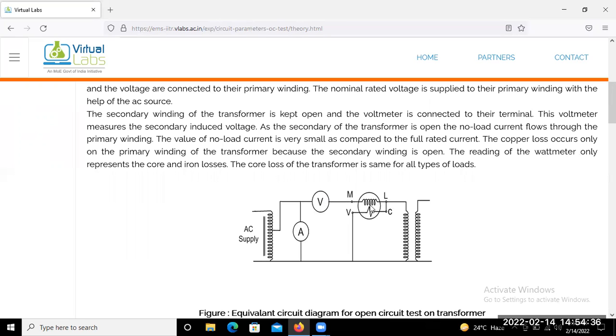And the next one is our wattmeter. That means for measurement of power during the no load test. So you will find four terminals of the wattmeter. One is your M, L, and C and V.